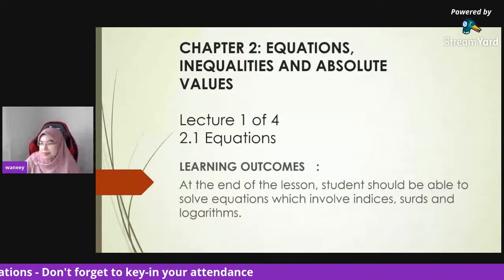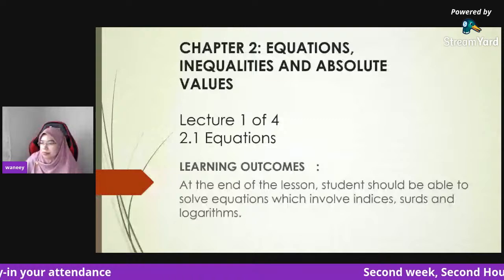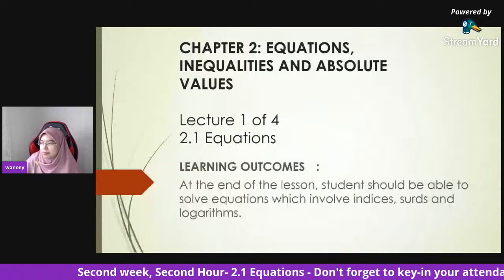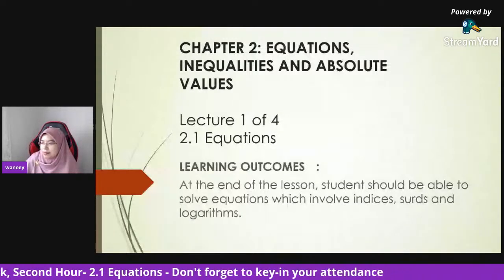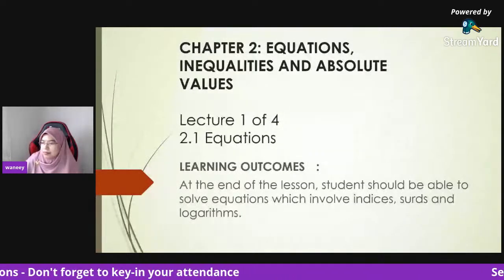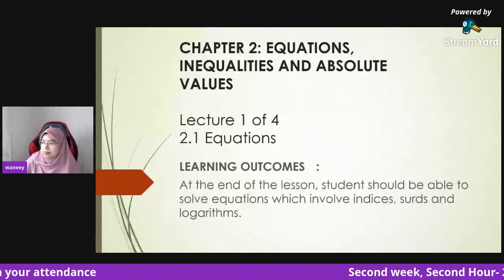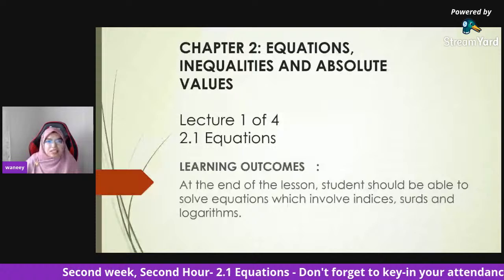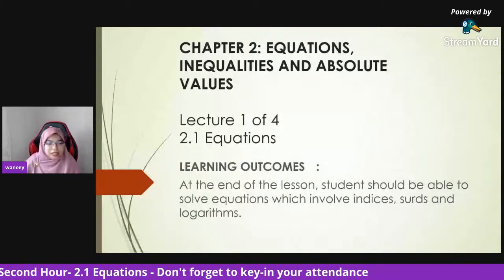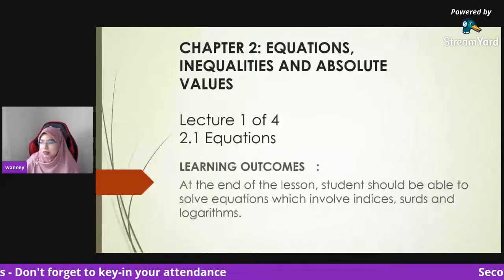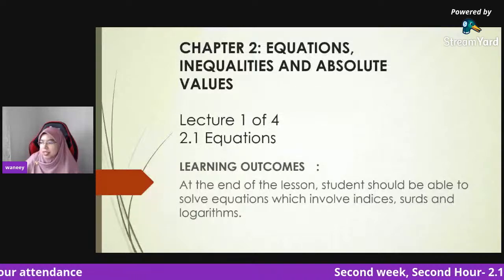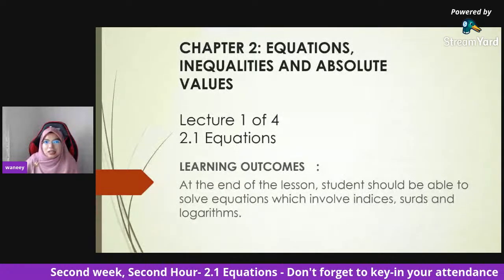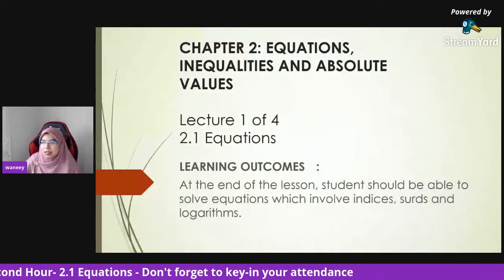One more minute to go. Don't forget to key in your attendance now. If you haven't done so, please key in your attendance now. I need to have 70 people who key in their attendance. So don't forget to key in your attendance now.